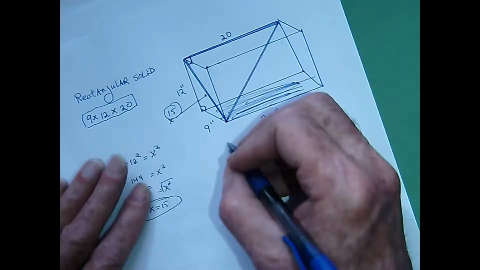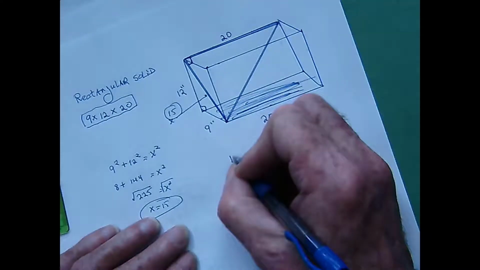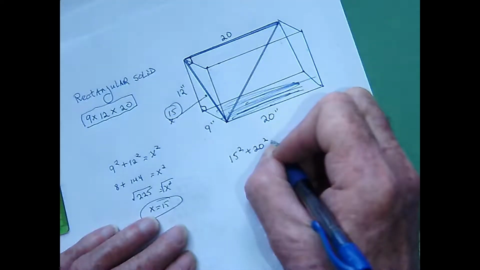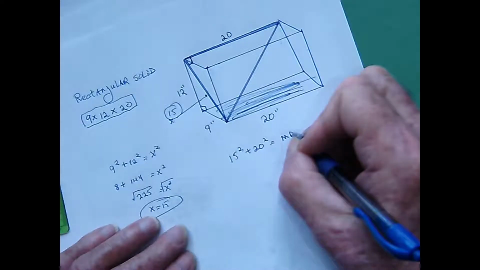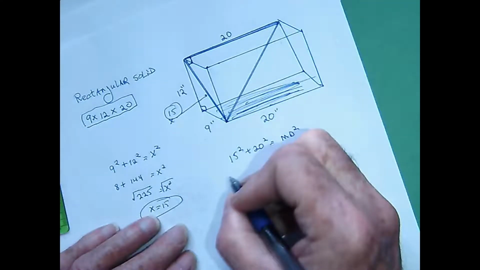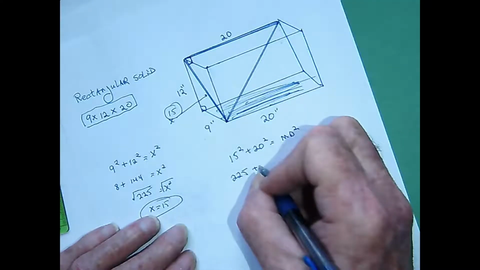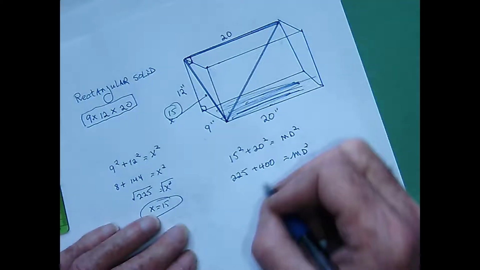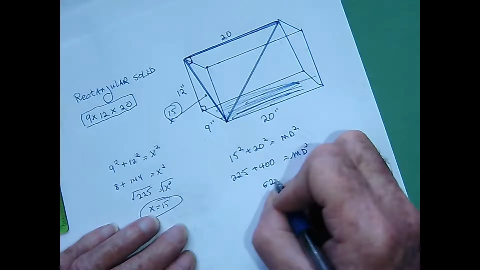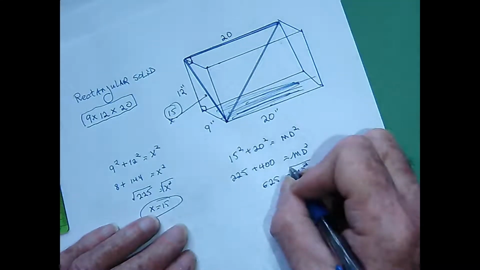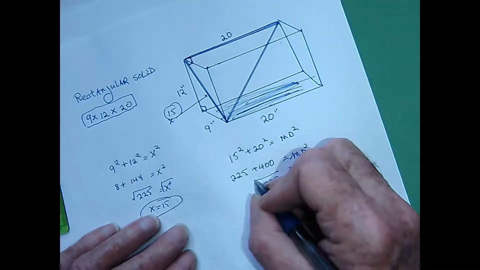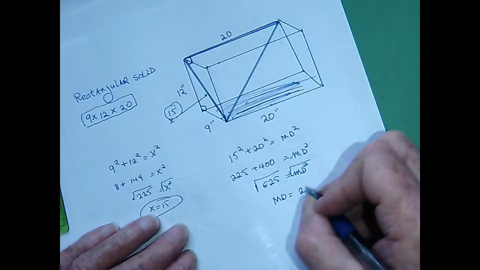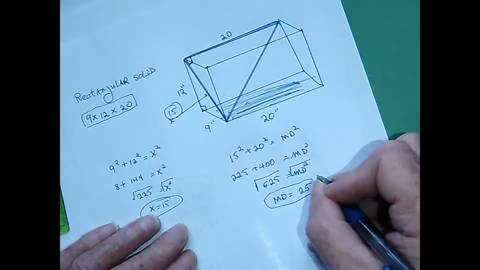of that main diagonal. I'll go with 15 squared plus 20 squared is equal to, I'll call it MD for just the moment, squared. And I get 225 plus 400 is equal to the main diagonal squared. Those add up to 625 equals the main diagonal squared. And when I take the square root of both sides, the main diagonal is the square root of 625, which I declare to be 25. So that would have worked here.